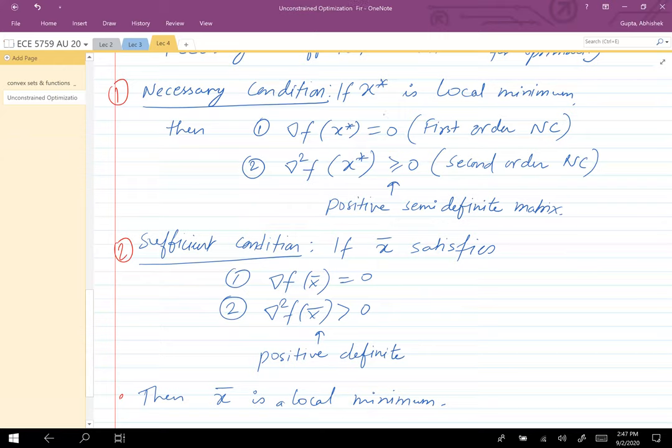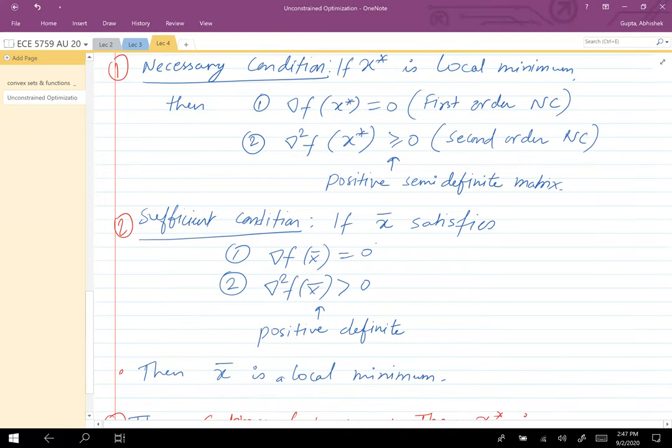Okay, so let's look at theorem 1. Here the hypothesis for the statement is that X star is a local minimum. Okay. So then some conditions are satisfied. Here, the hypothesis is different. The hypothesis is X bar satisfies these two conditions, and only then you can show that X bar is a local minimum. Okay. Yeah, got it. So the hypotheses are very different in the two statements.